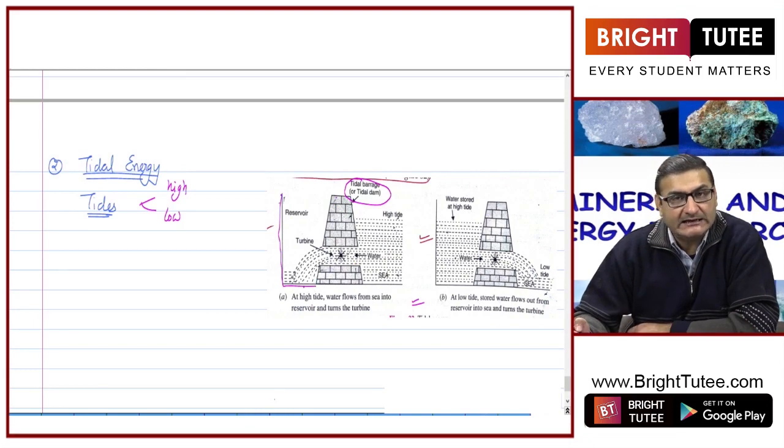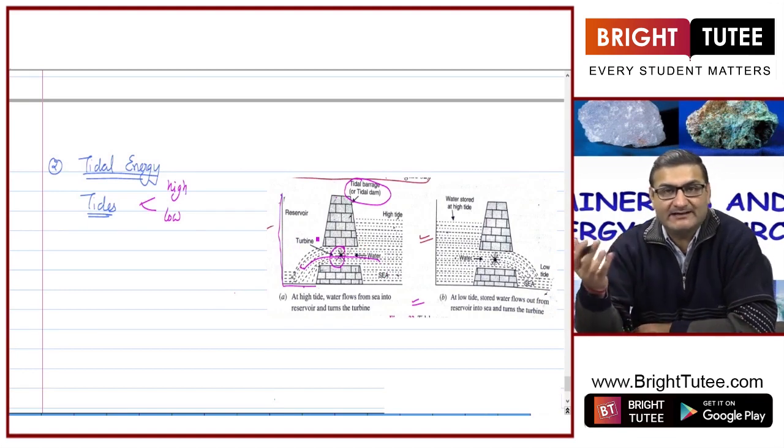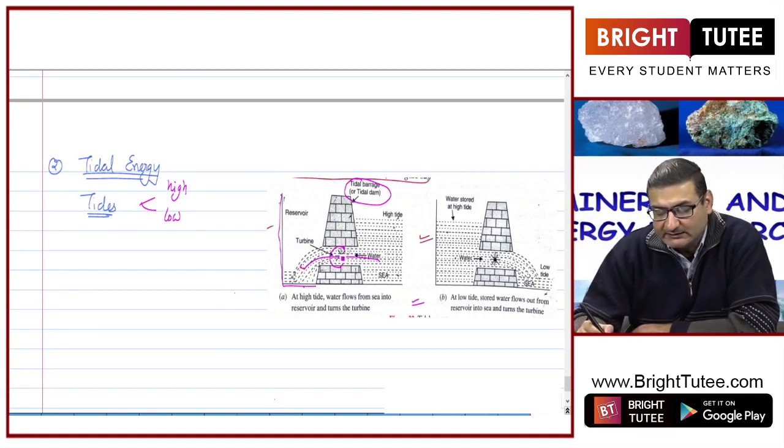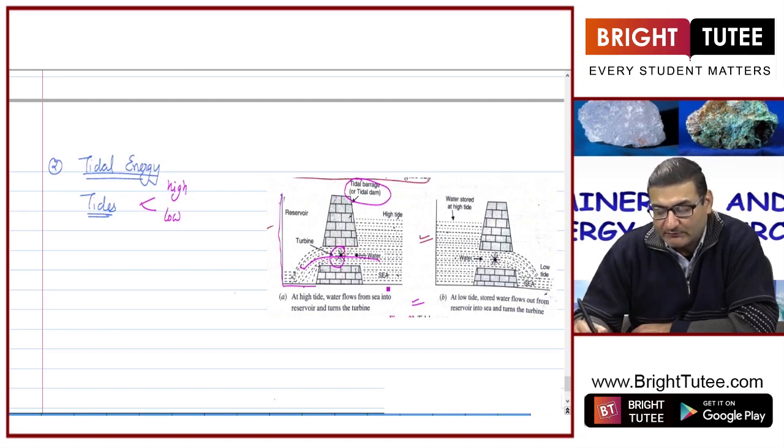Now when high tide comes, the water level of the sea rises, because of which the water here is at higher level. It will move from this higher level region to this lower level region. We place a turbine over here. So when water goes from this sea level to this reservoir, it rotates the blades of the turbine and hence causes the shaft to rotate, and it is connected to a dynamo, because of which electricity can be generated. Fine. So at the time of high tide, this water is stored over here.